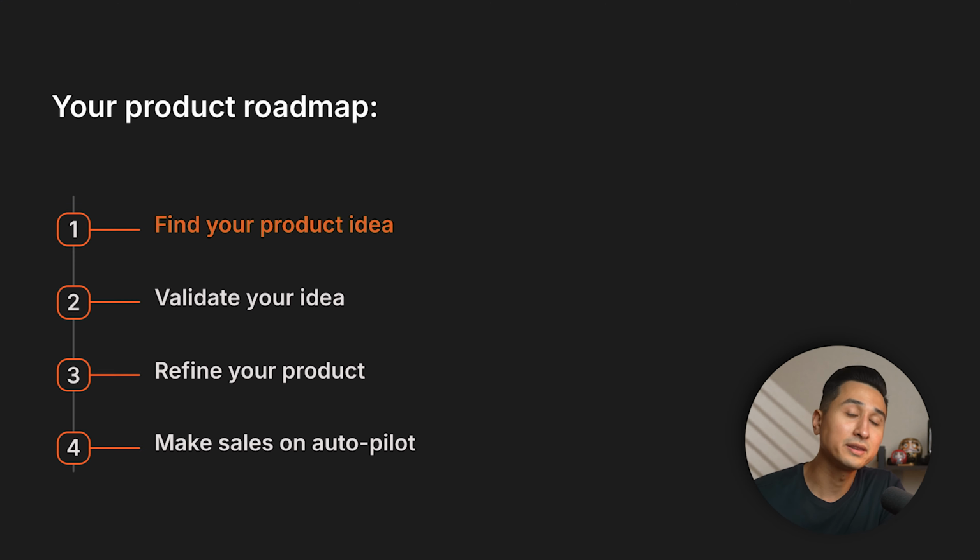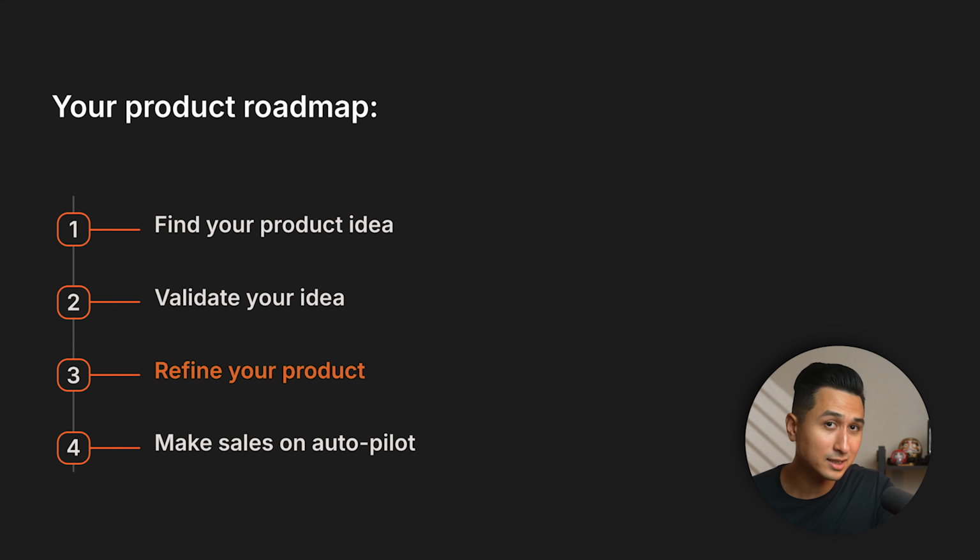So the product blueprint that we're going to follow consists of first finding our winning product idea, then validating this idea by making sales before we even finish creating our product. From there, we're going to refine it, and then finally we're going to set up our digital product so that we can make sales on autopilot and make money while we sleep.